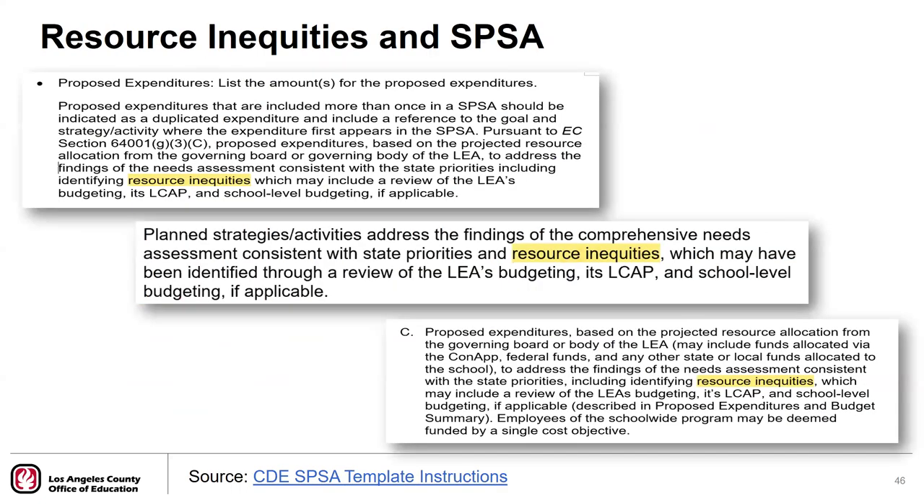So this is where resource inequities is specified, highlighted in the CDE's SPSA template. The needs assessment plays a crucial role in identifying these inequities, ensuring that funding and supports are distributed fairly across schools. Schools use this process to align their resources with state priorities, such as improving academic achievement, increasing student engagement, and ensuring access to essential services. By reviewing budget allocations at both the district and school levels, strategies are developed to address the gaps, particularly in underserved communities. This approach, guided by the CDE SPSA template, promotes equitable resource distribution to meet the needs of all students.